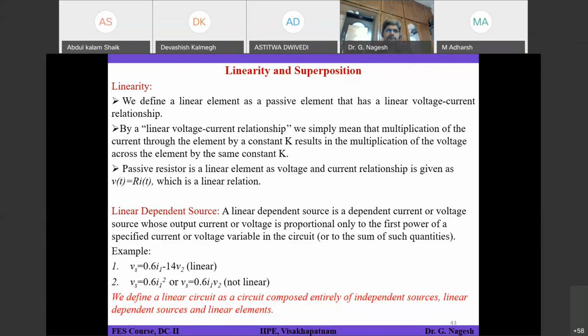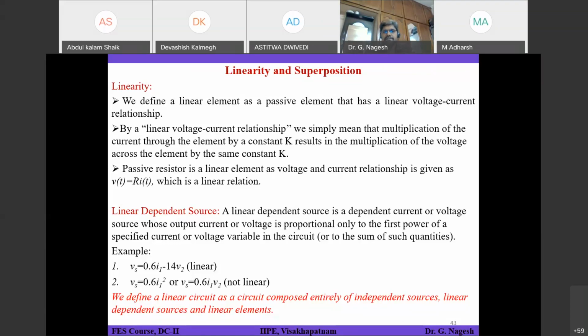By linear voltage current relationship, we simply mean that multiplication of the current through the element by a constant k results in the multiplication of the voltage across the element by the same constant k. That means it's a straight line. If you plot a graph of V versus I across the element, you will get a straight line. So when you get a straight line, we call the voltage current relationship linear. If any element exhibits this kind of characteristic, then we will call it a linear element.